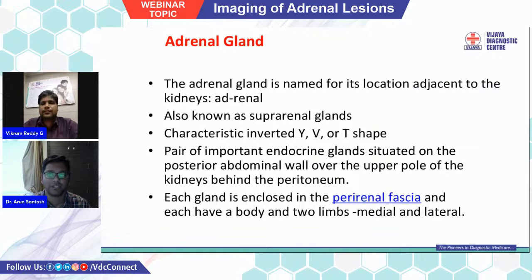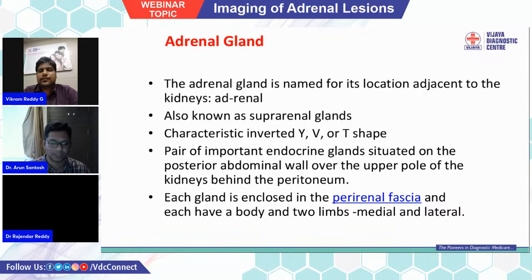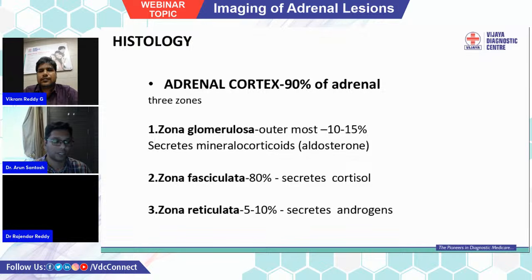The adrenal gland is named for its location adjacent to the kidneys, that is adrenal, also known as suprarenal glands. They are a Y-shaped, V-shaped or T-shaped pair of important endocrine glands situated on the posterior abdominal wall over the upper pole of the kidneys behind the peritoneum, and they are enclosed in the perirenal fascia. Each adrenal gland has one body and two limbs, that is medial and lateral limbs. Histologically, the adrenal gland consists of adrenal cortex and adrenal medulla.